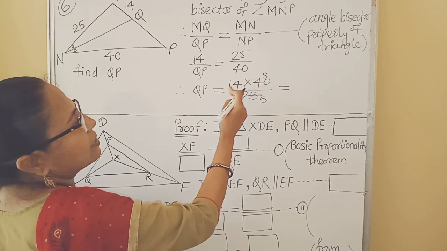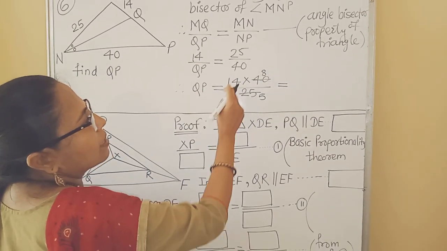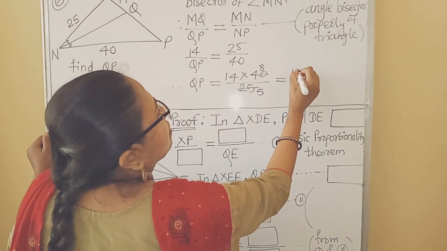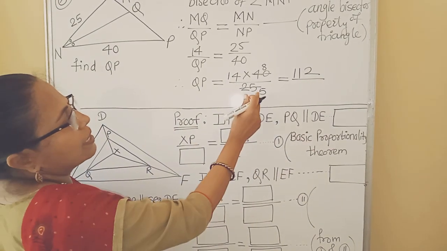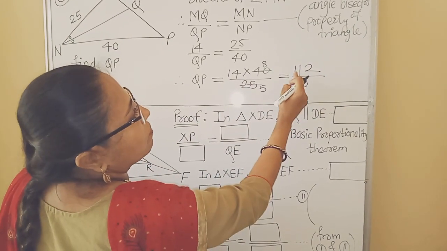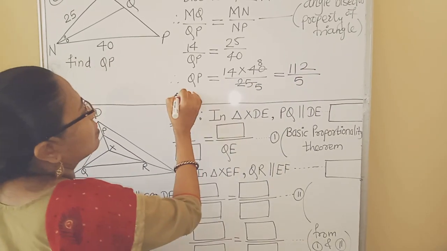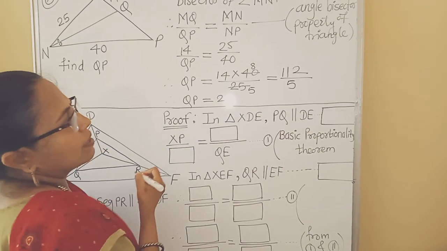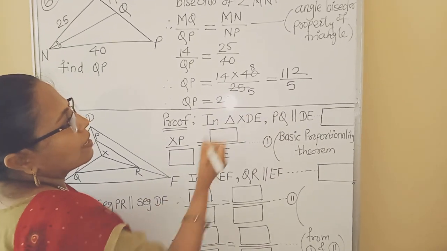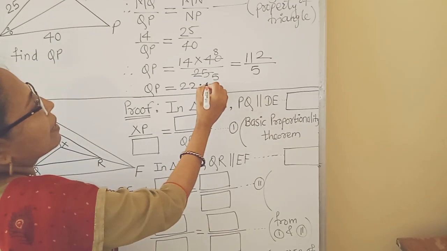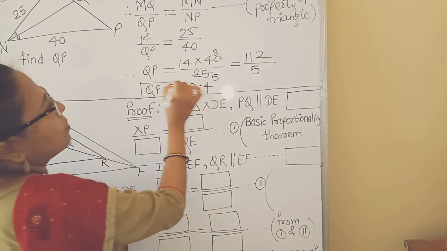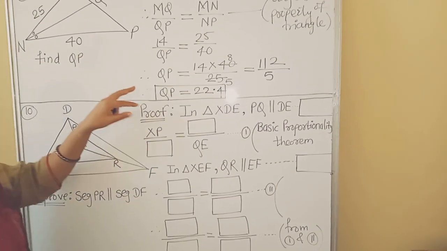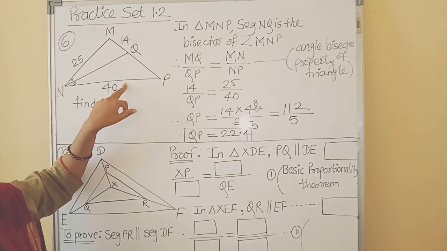Now first we will multiply this. 14 into 8. 14 8s are 112 divided by 5. And now we will divide 112 by 5. Therefore, QP equal to 5 2s are 10. Again 5 2s are 10. Then give decimal point. 5 4s are 20. So we got the answer. QP equal to 22.4. This way we can apply angle bisector property.